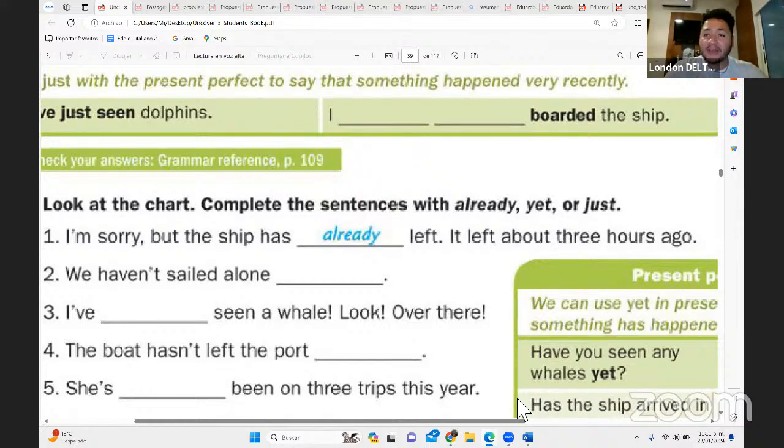Yet is used in negatives and in questions to ask if you have already done something. Puedes preguntar, have you eaten yet? Que sería, ¿ya has comido? Para preguntas. Y para negación vas a decir, I haven't eaten yet. O simplemente puedes decir, not yet. Todavía no. Just is when you did something very recently. Algo que hiciste recientemente. Okay. So you can say, I have just left home. Me acabo de salir de la casa. I have just left home.